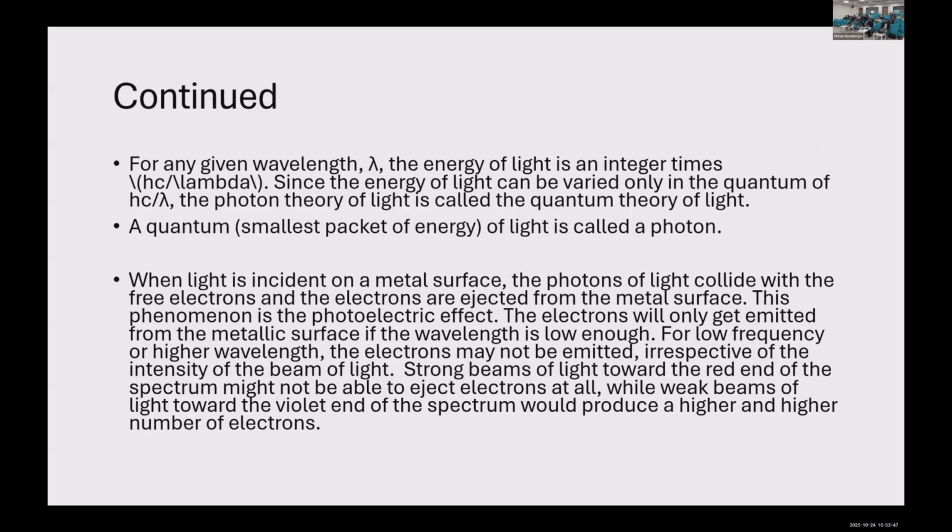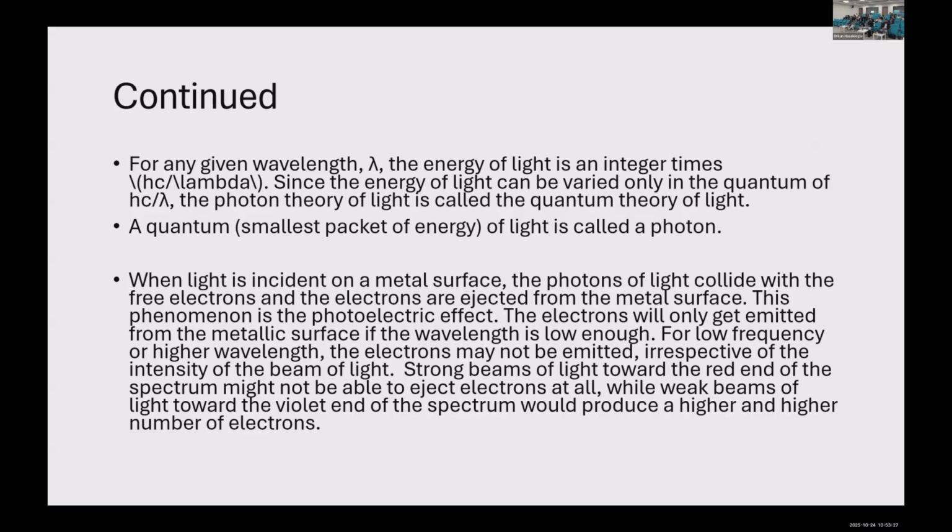So, for any given wavelength lambda, the energy of light is an integer times hc divided by lambda. Since the energy of light can be varied only in the quantum of hc divided by lambda, the photon theory of light is called the quantum theory of light. A quantum, what does a quantum mean? It's the smallest packet of energy, right? Of light is called a photon. When light is incident on a metal surface, the photons of light collide with the free electrons and the electrons are ejected from the metal surface.